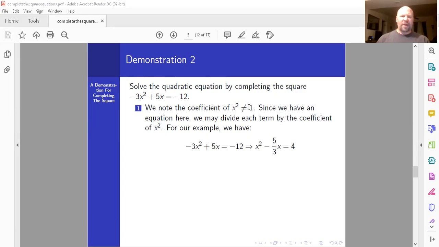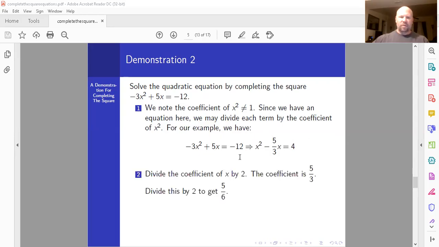So because we have an equation here, we're allowed to divide every term by that coefficient of x squared. So unlike the expressions where we had to factor it out, here we can take a shortcut and go ahead and divide each term by the coefficient of x squared. So we do that, and we end up with x squared minus 5/3 x is equal to 4. Now we're back to our completing the square process.